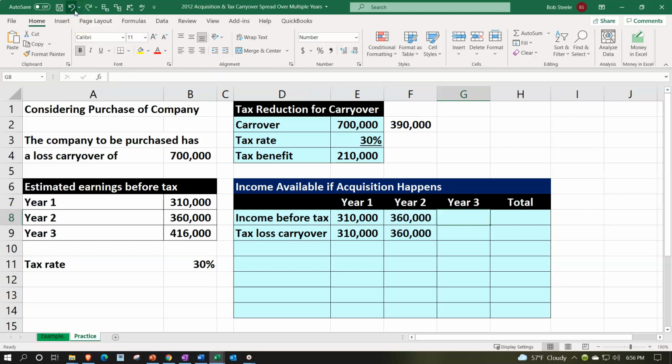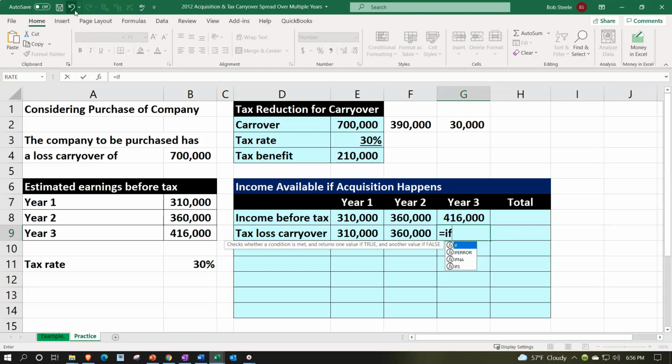So it looks okay. Then in the third year, we now have left, we had the 390 before minus, we got this 360 that we used up. So there's 30,000 left. So obviously we would just be using that last 30,000 because we have 416. We take the lesser of the two. Let's try the if formula once again though.